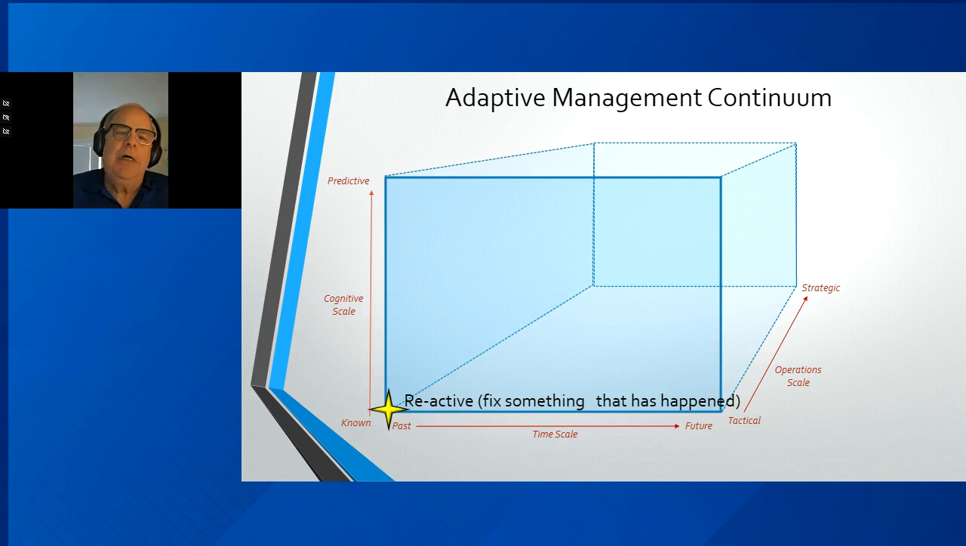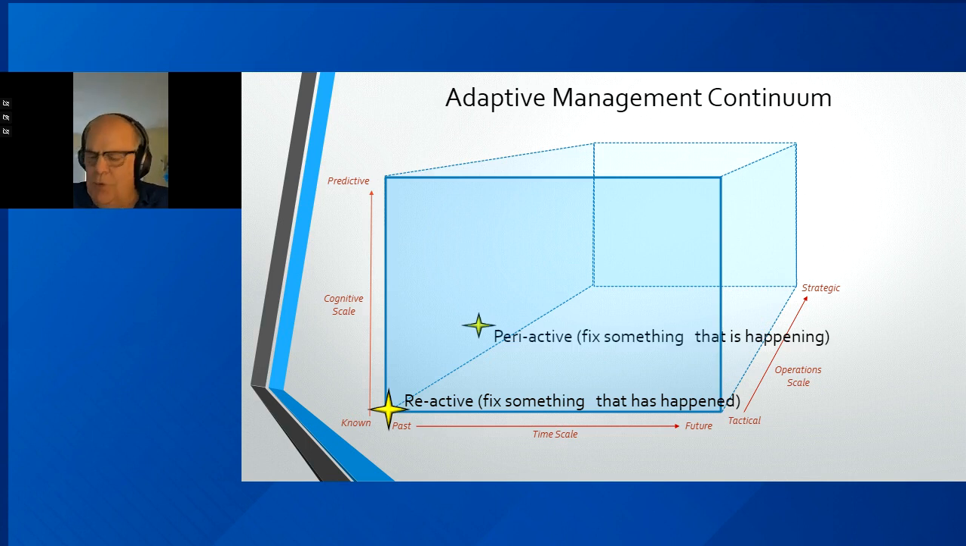Reactive management, that is what we traditionally see in the world. That is, fix something that has happened and make sure that its impact on the ecosystem being managed is as small as possible. Periactive management is to detect something that is happening and try to fix it, or encourage it, before it has a larger impact or it has little impact at all. Those are pretty much what management does today, that is reflexive management.